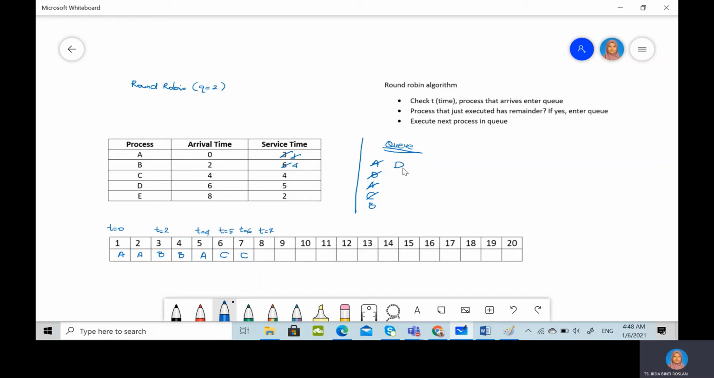Okay, so we already put D in Q. The process that executed before, it has remainder C. Yeah, it has another 2. So put C in Q because it has remainder.